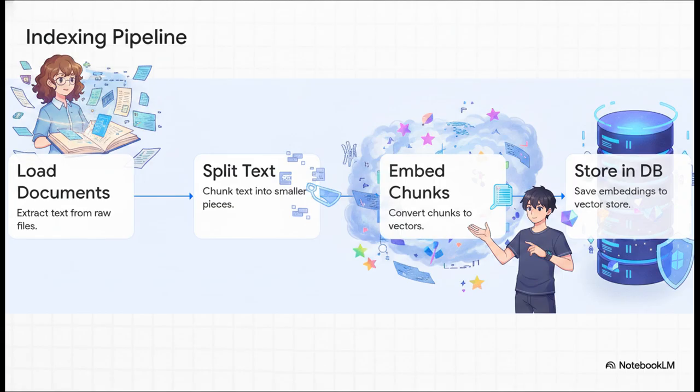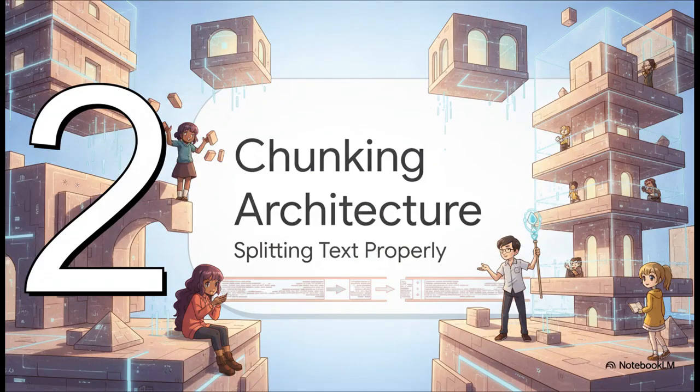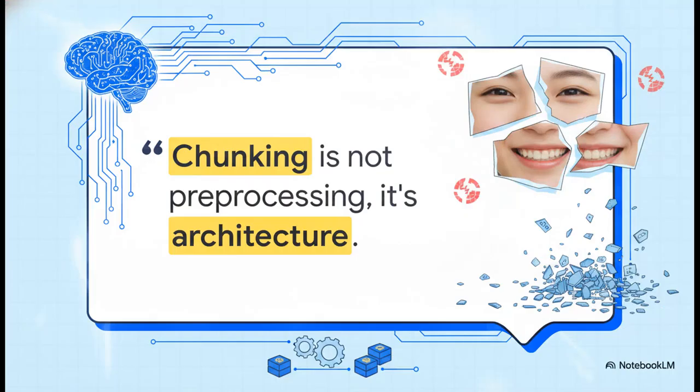return absolute garbage. Which brings us to part 2, and this is a big one, splitting your text properly, because chunking is actually architecture. I really want you to remember this mantra. Chunking is not pre-processing, it's architecture. The decisions you make right here are going to ripple through your entire pipeline.